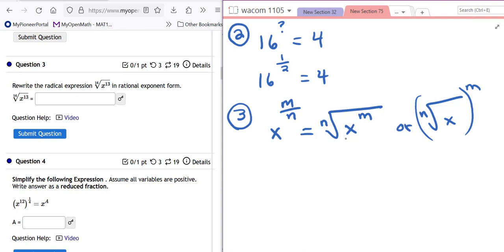And so this one, it is already in the radical form. It is in this second form that I wrote, and it wants you to go back to a rational exponent. So you have to watch your directions. So we have 4th root of x to the 13 is going to be x to the 13 over 4. Index is always the denominator.